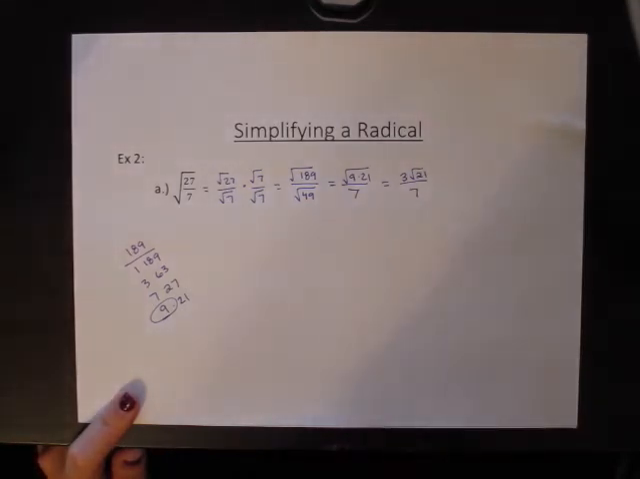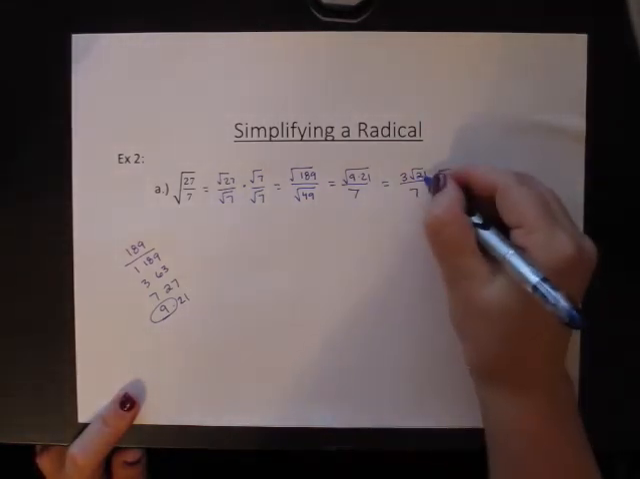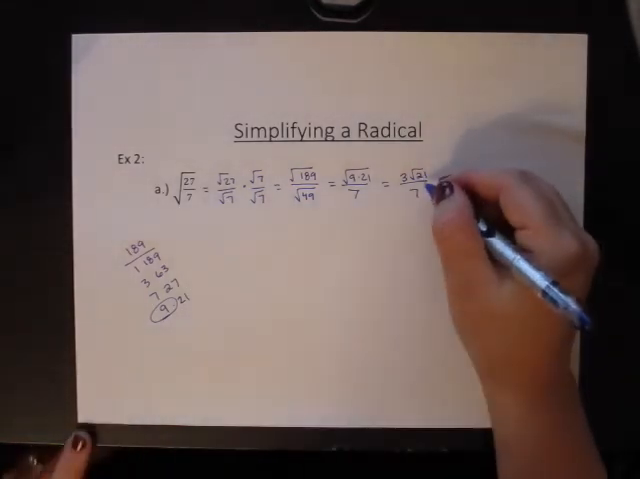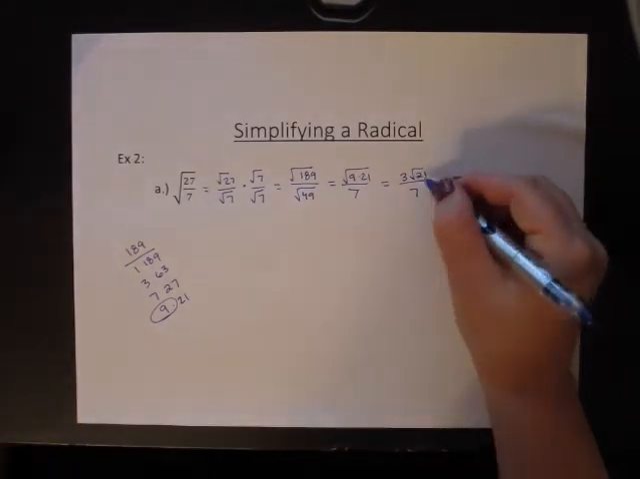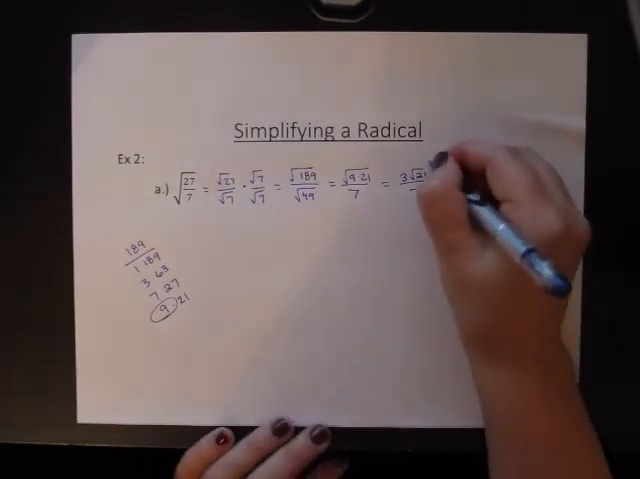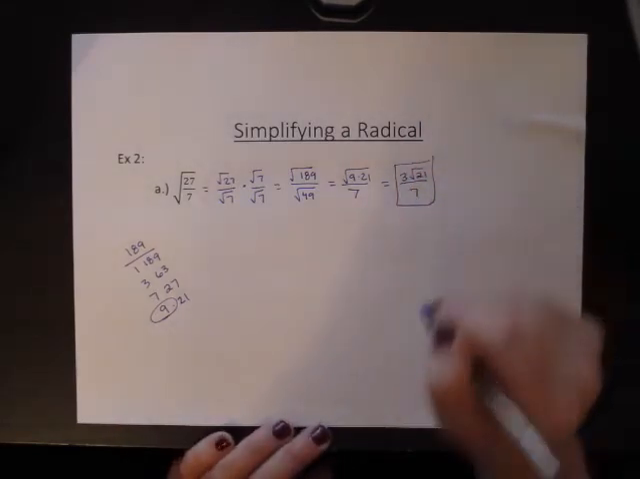Now, a lot of people try to simplify this because they see that 21 and 7 typically would simplify, but it's not just 21, it's the square root of 21. So there is nothing else that you can do with this problem. This is as far as you can take it.